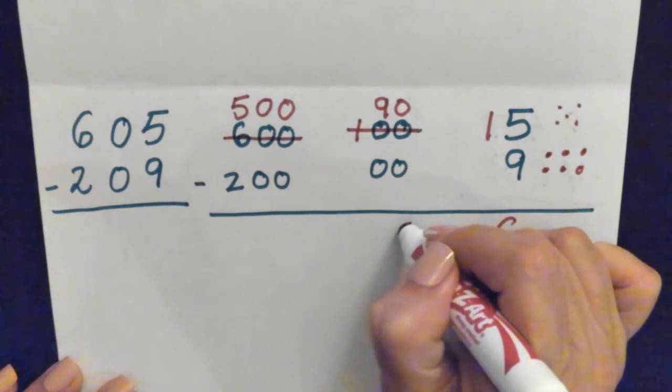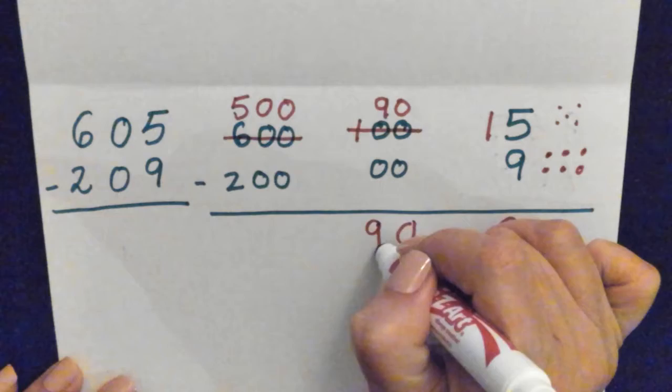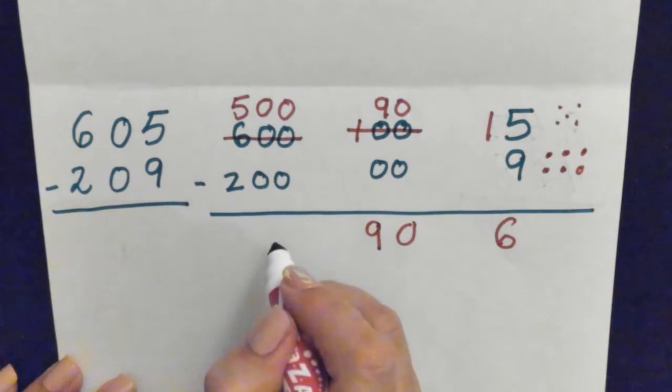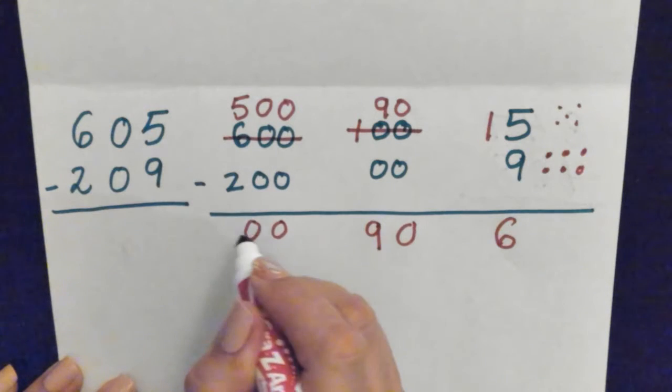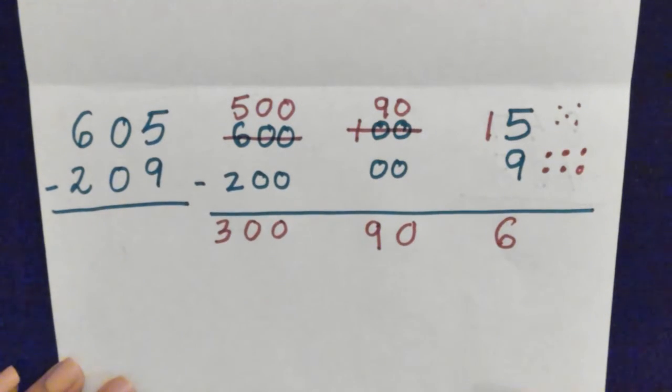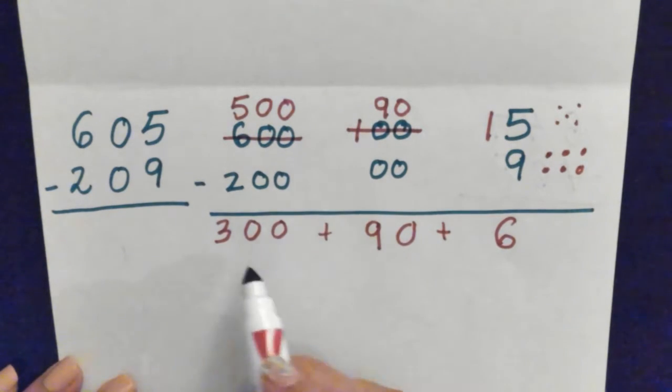0 take away 0 is 0. 9 take away 0 is 9. 5 minus 2 is 3. Good job. Oh, wait a minute. I'm not done. The answer, you could just read it across.